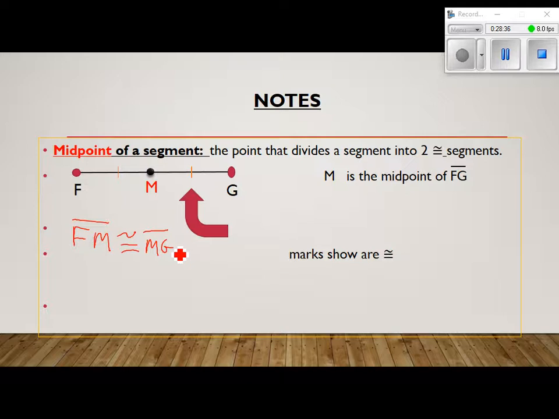We could put 1 tick mark on each one. A lot of times I'll put 2 tick marks on them just to make sure you see it. There's all kinds of stuff you could put on it. It doesn't have to be tick marks like that. Other ways we could show 2 segments are congruent, maybe I put a V and a V. As long as they're marked the same, that tells us they're congruent to each other.